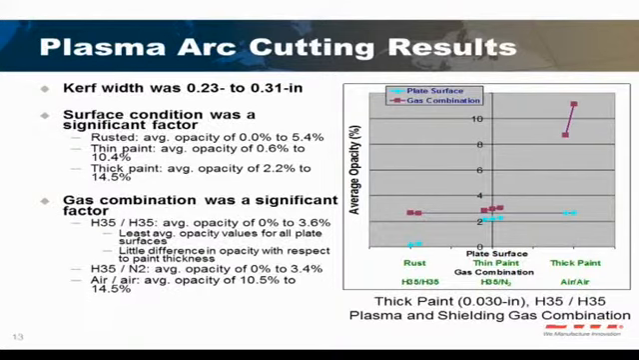For each surface condition, the average opacity was quite a bit higher than it was for the best developed oxyfuel cutting conditions. You can see that with air and thick paint, you generated the highest opacity.